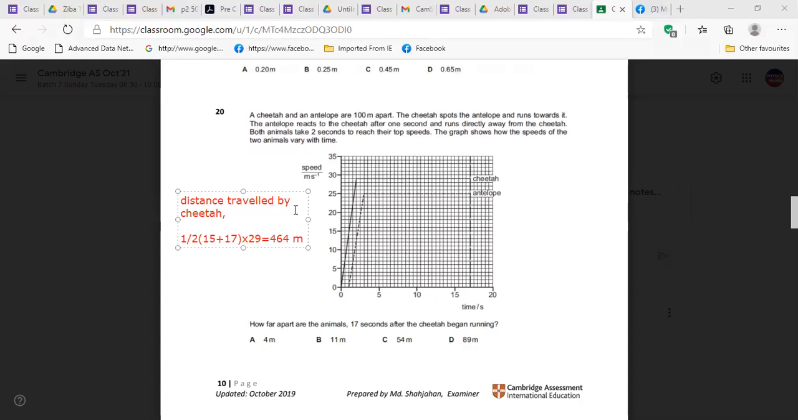Okay. So we do the same calculation for the antelope, then we subtract. So you find it for the antelope. Okay, sir. Distance traveled by the antelope. How much is coming?